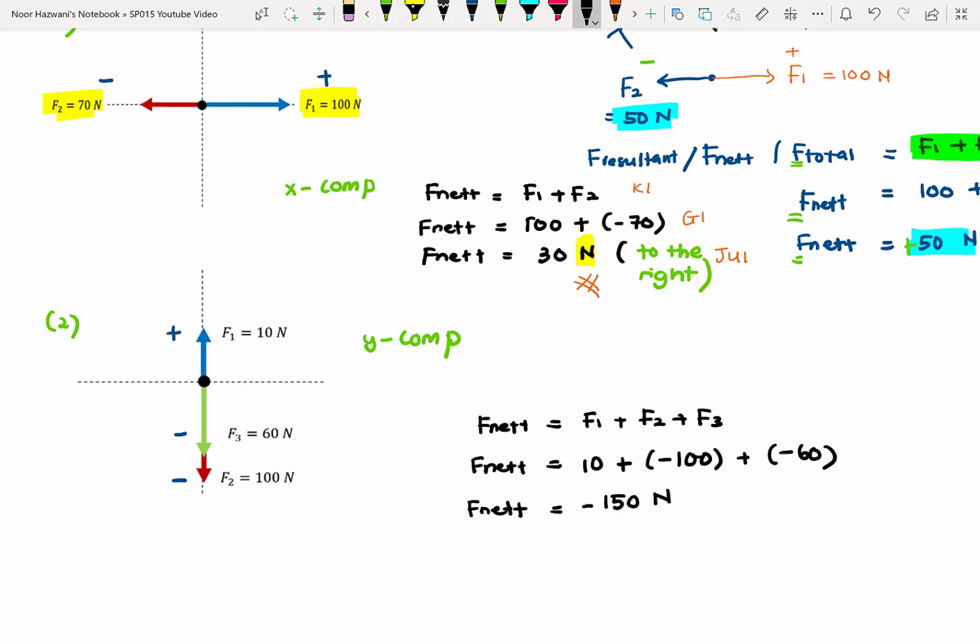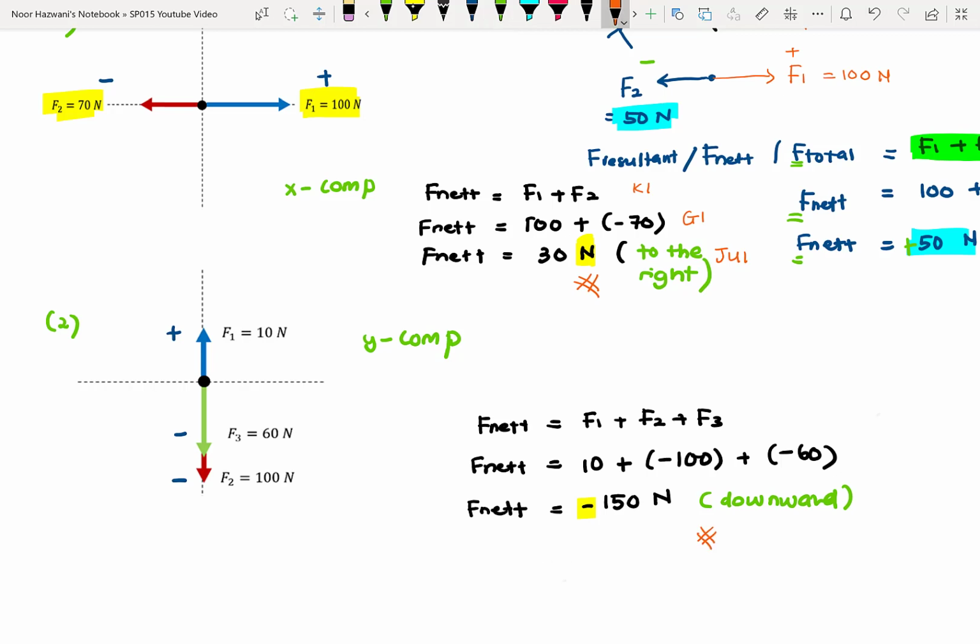Nampak tak? Sekarang, jawapan akhir kita ada negatif. But then, remember, sekarang the question involves Y component. So, you tak boleh cakap to the right, to the left. Either you kena write down upward ataupun downward. Yang ni kena biasakan cara penulisan. So, it would be downward.